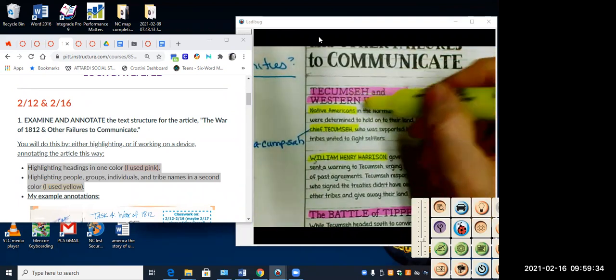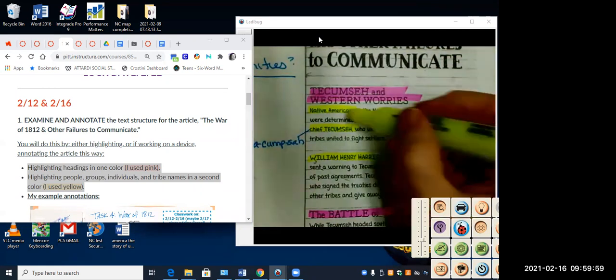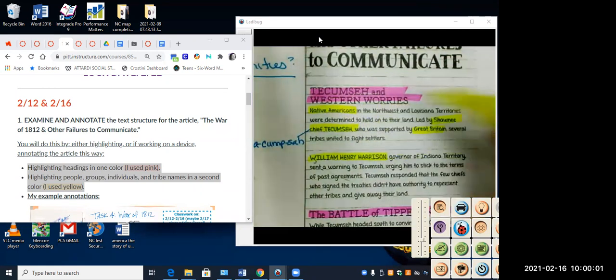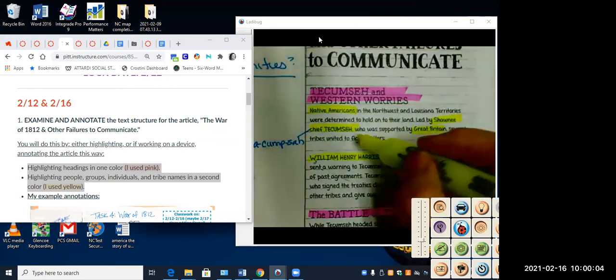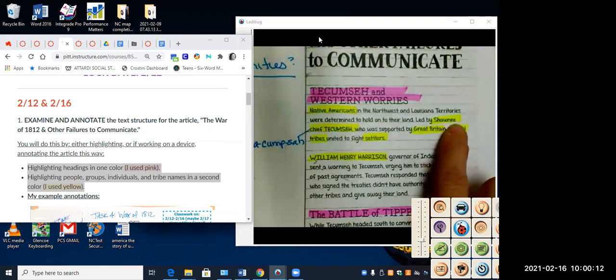Okay? So you've got Native Americans in the Northwest and Louisiana territories were determined to hold on to their land. Led by Shawnee Chief Tecumseh, who was supported by Great Britain, several tribes united to fight settlers. Any other groups? We've got Great Britain. If you highlighted Native Americans and they're fighting, who are they fighting against? Settlers. So let's highlight that. And I'm going to highlight several tribes because up here it talks about Shawnee Chief Tecumseh, but down here it talks about others too.